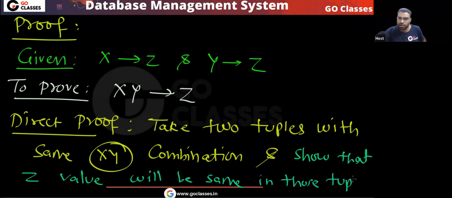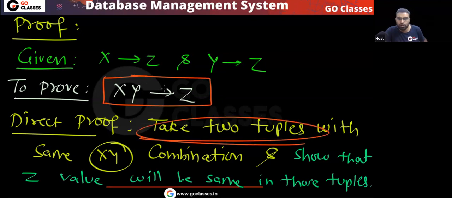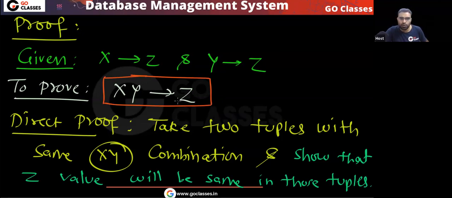In those tuples. Is this clear? This is what you need to do. Agree with me? Just understand what you need to prove. You need to prove this. So what will you do? Take two tuples with the same XY value and prove that in these tuples, the Z value will be the same.